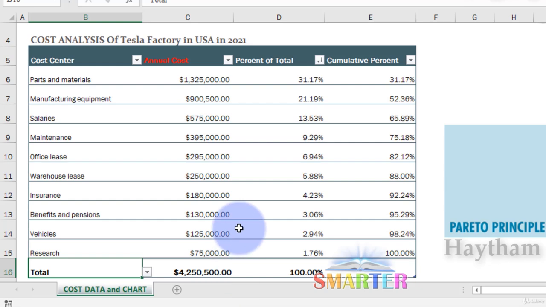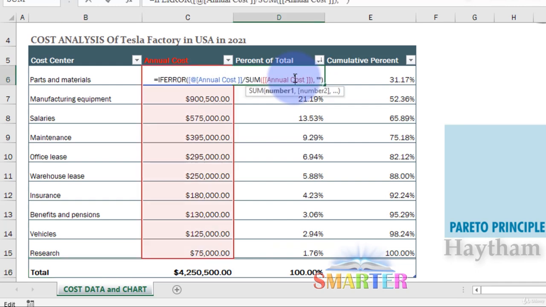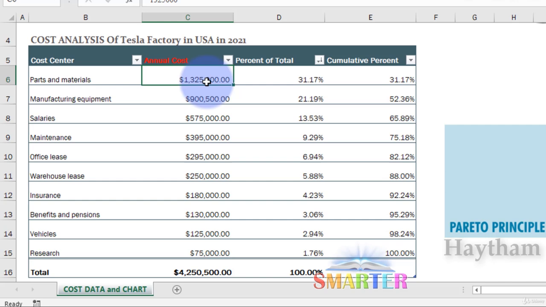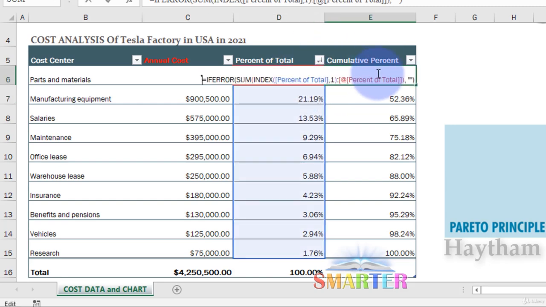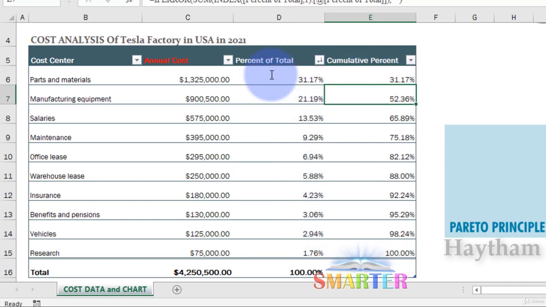The first thing after entering the data is to order the data descending. You should calculate the percentage of the total by dividing each value by the total value of the cost centers. Based on this percent, order the percentages descending from the greatest to the smallest. After that, calculate the cumulative percentage based on the percent of total, and search for 80%, and here is the 80%.